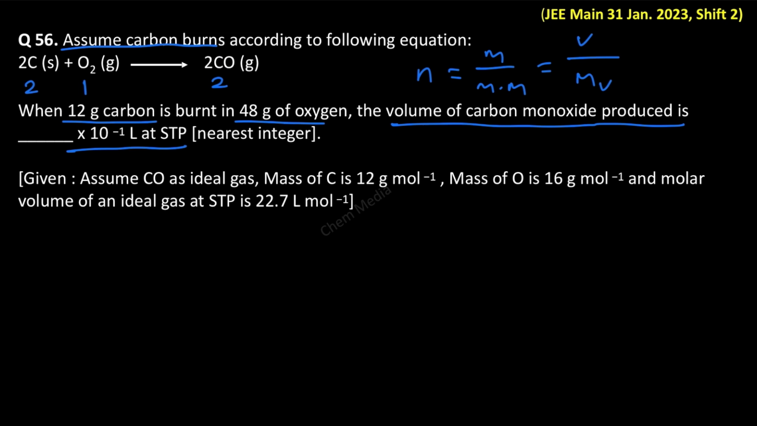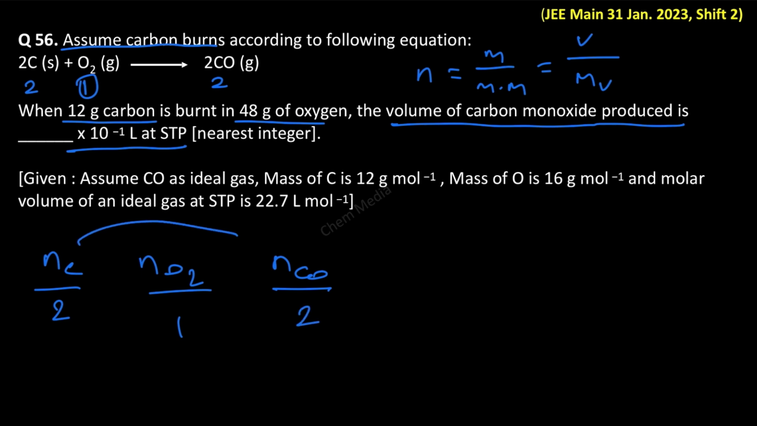If we are writing the stoichiometric moles, then number of moles of carbon divided by 2 is number of moles of O2 divided by 1, because we are just bringing down the stoichiometric coefficient, and then number of moles of CO divided by 2. Whichever is the limiting reagent, based on that we have to equate it, isn't it?